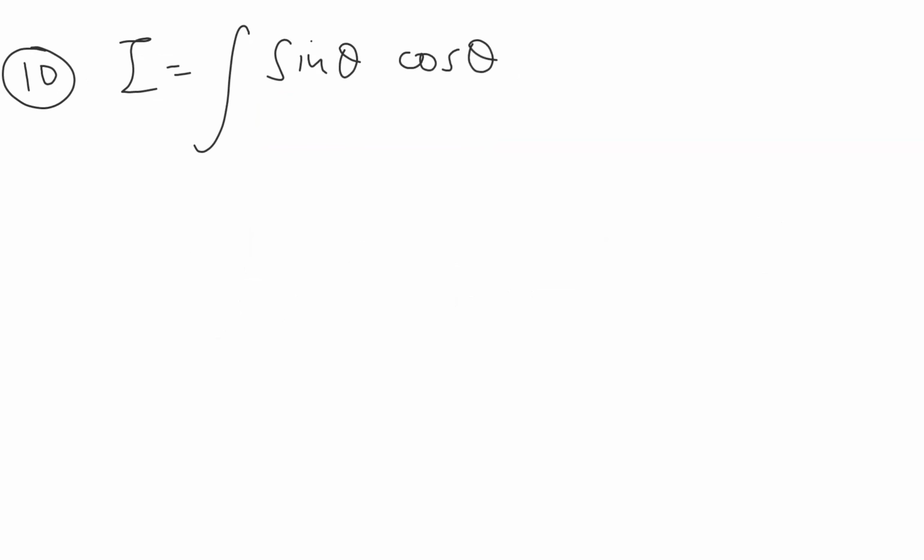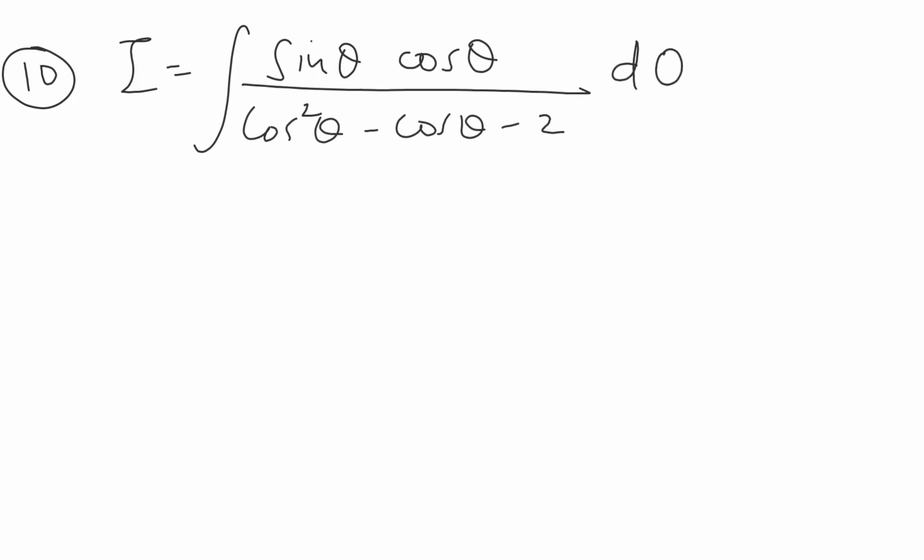Question number 10 from exercise 15b. Integration of sine theta cos theta upon cos square theta minus cos theta minus 2 d theta. Now there is trigonometry involved over here. We'll put cos theta is equal to t.